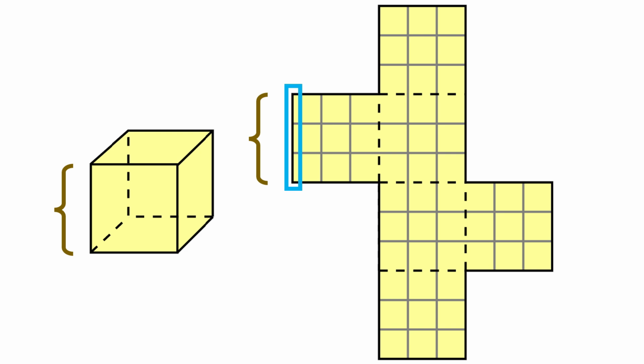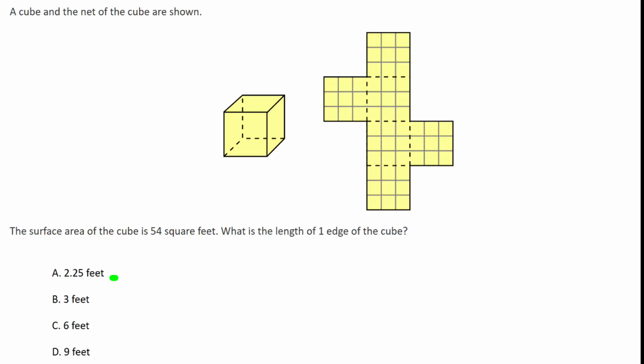Now we can count up the tiny squares to find the length of this edge. We get an answer of 3. Since each tiny square is likely 1 foot high, that means the length of this edge is likely 3 feet. So all the edges of this cube are likely 3 feet long. Choice B is likely the correct answer.